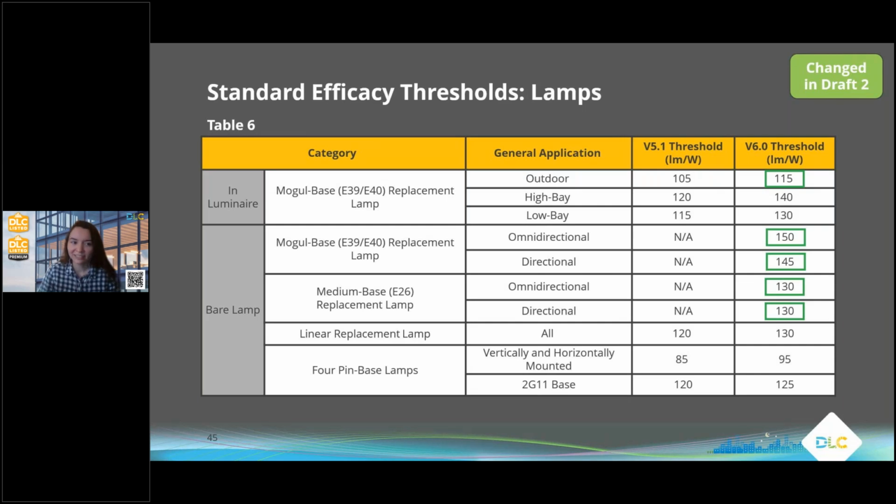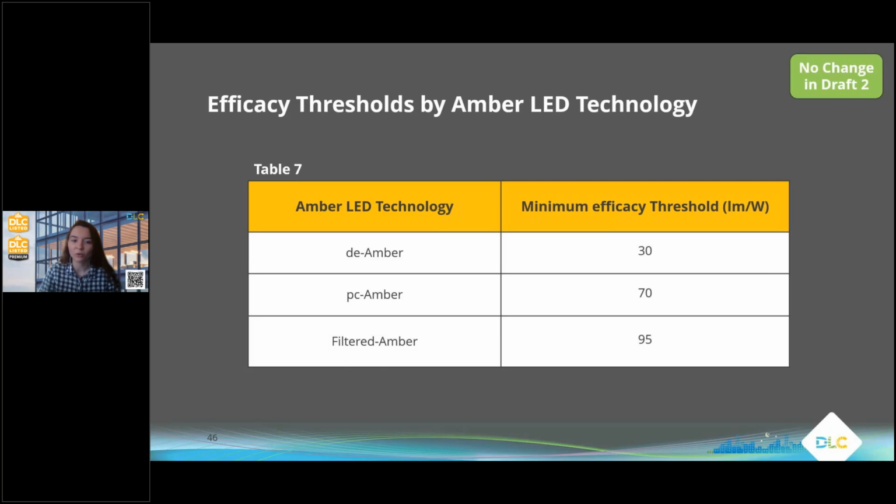In version 6, amber products are proposed to have their own efficacy thresholds that are the same across all general applications and PUDs. These thresholds were set based on market assessments for each type of amber LED technology we are proposing to allow. So, to recap, thresholds for indoor luminaires and lamps are split out at the general application level, as was done in version 5.1. Thresholds for outdoor luminaires are determined based on PUD, and for amber products of any category, thresholds are based on LED technology and do not depend on general application or PUD.